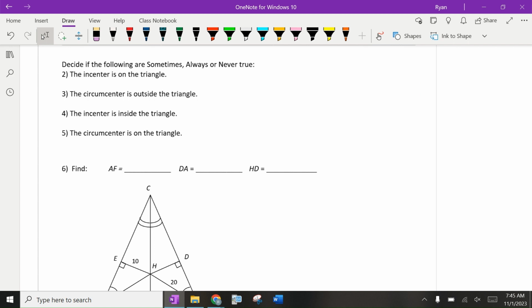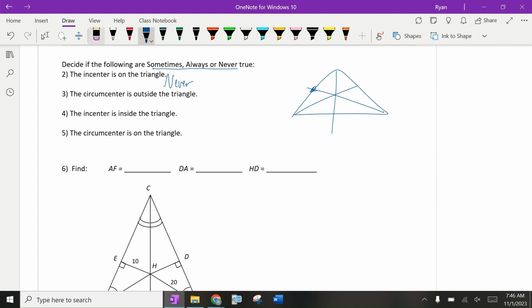A little bit more with this warm-up. Sometimes, always, or never. Number two, the incenter is on the triangle. Well, here's my triangle, and the incenter is where the angle bisectors meet. Will the incenter ever be on the triangle? The answer to that one is going to be never. The incenter is always inside the triangle, because these angle bisectors are always bending towards the inside. They're never going to go outside of the triangle, whether the triangle is acute, obtuse, or right.